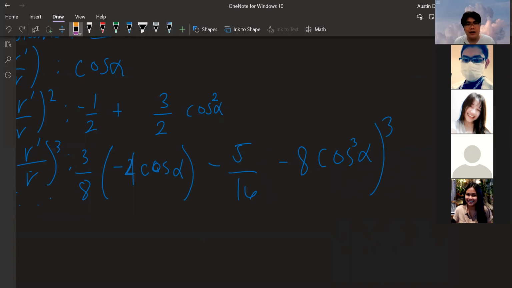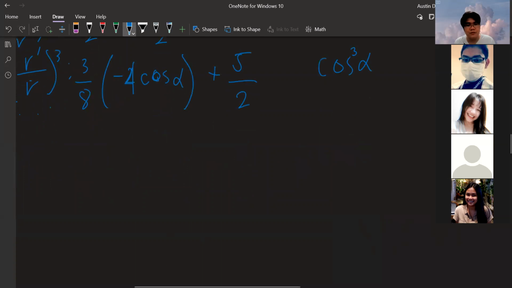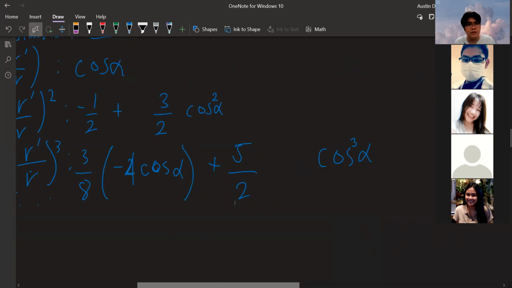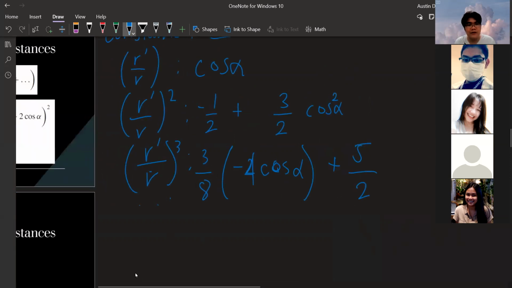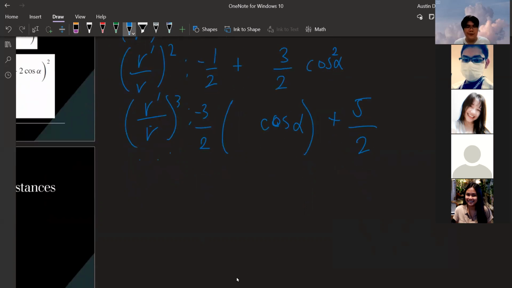Okay, and then I multiply these two. So I'm left with positive 5 over 2, 2 cosine cube. Okay, so evaluate ko na rin to. Negative 3 halves. Tama? Negative 3 halves. Ooh, nice. Okay. So I have this.